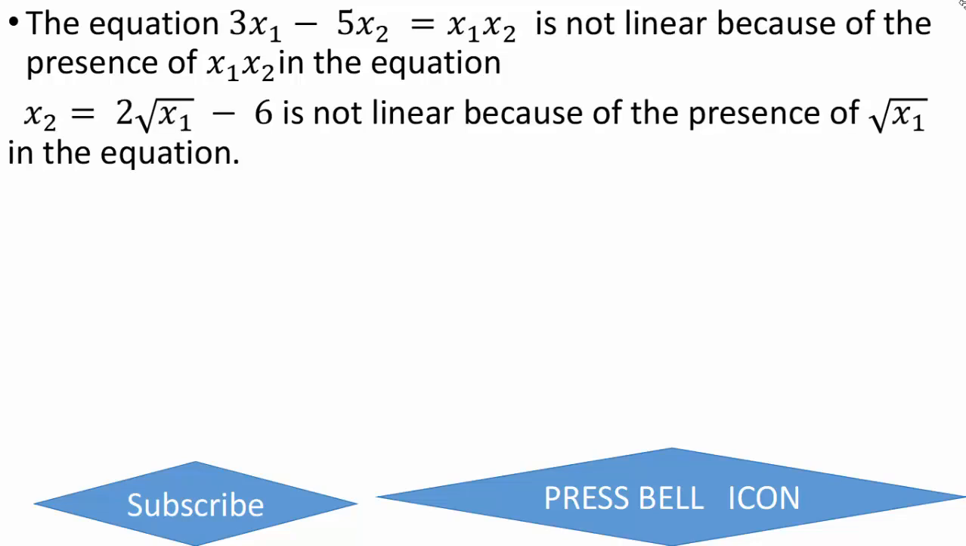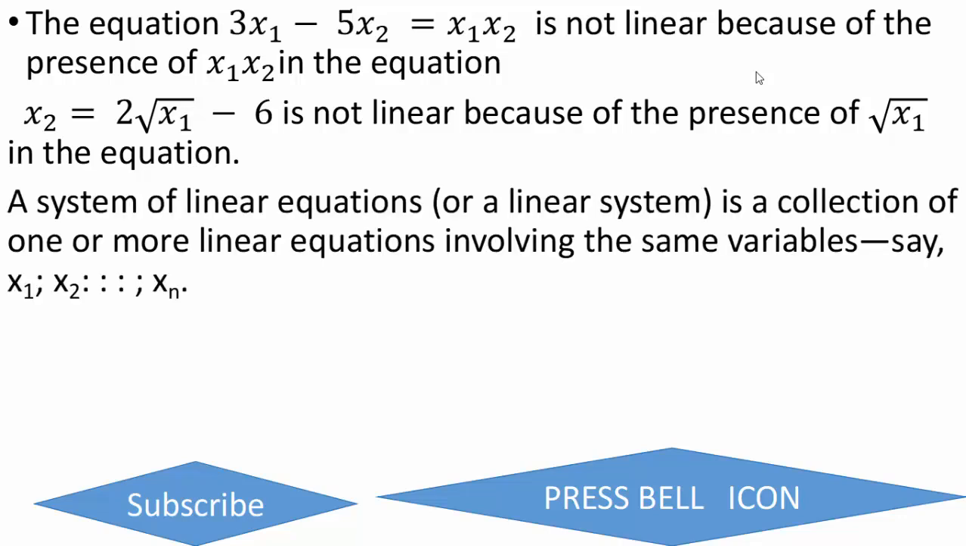The equation x2 = 2 root of x1 - 6 is not linear because there is a term root of x1, and root of x1 can be written as x1 raised to half, and that's why power of that term 2 root x1 is 1 by 2, which is not 1. That's why it is also not a linear equation.